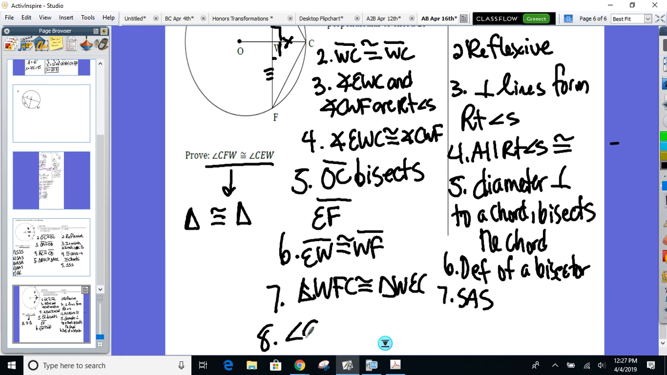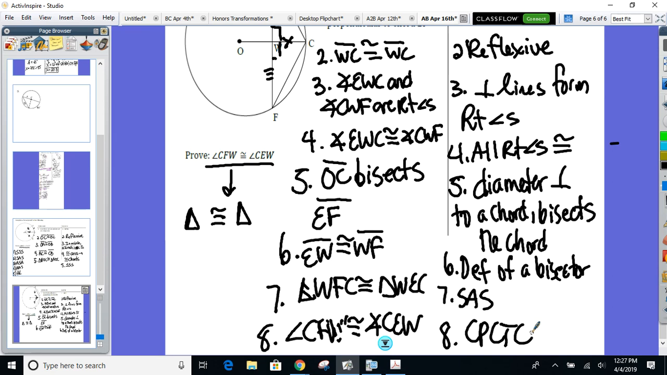And then final step, let it roll off the tongue. It's just like riding a bike. Get up and go again. Angle CFW is congruent to angle CEW. Let it roll. CPCTC.